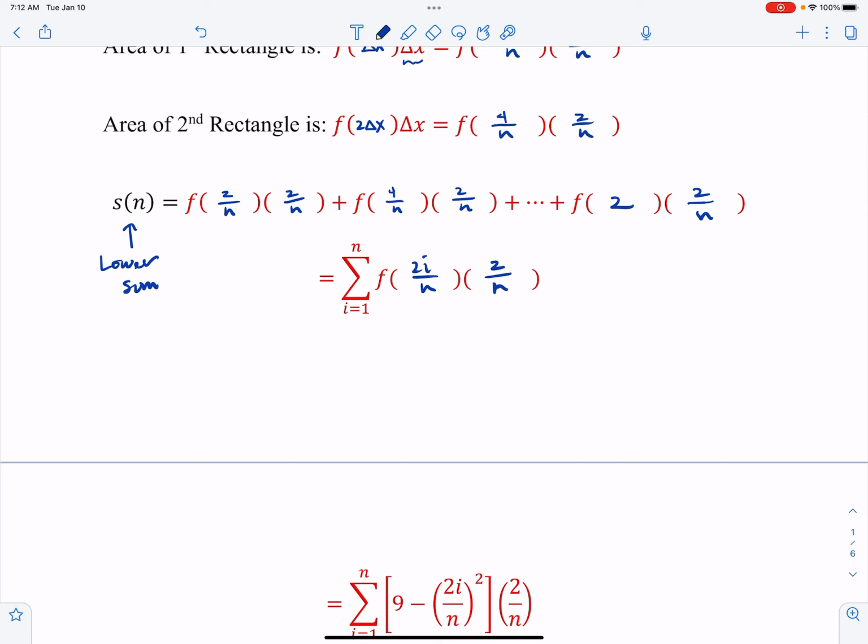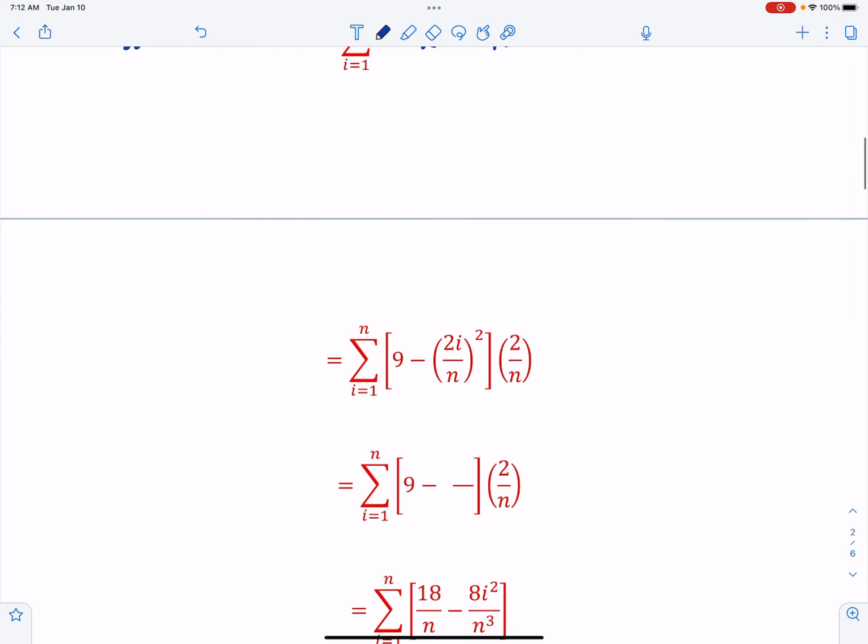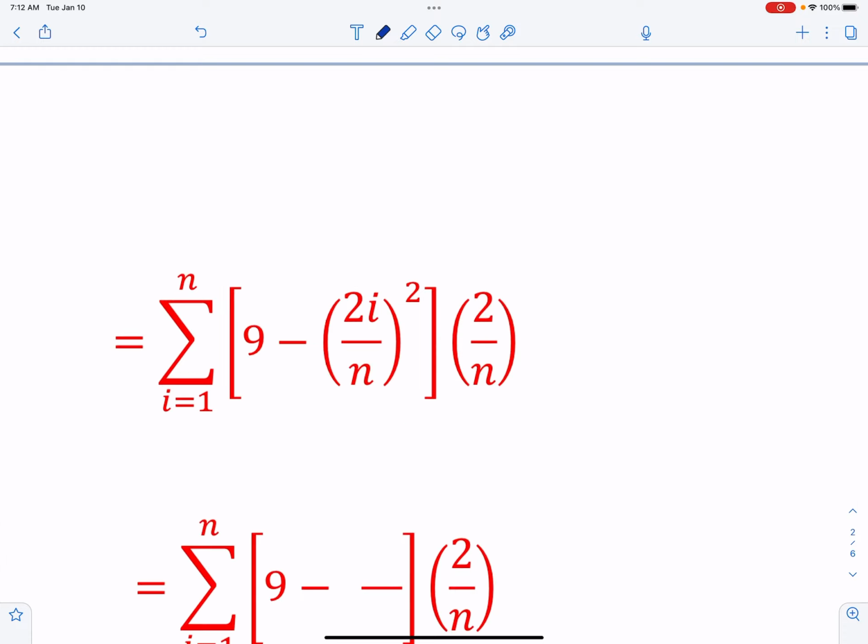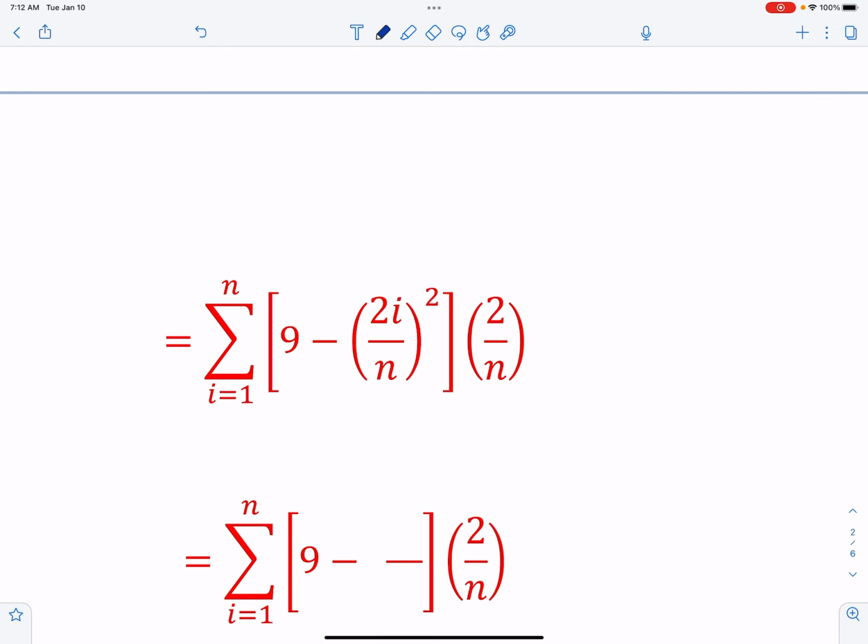Okay, so we want to simplify this. We have those summation rules. We want to simplify this a bit so that we can use it to help us approximate the area under the curve with n rectangles.